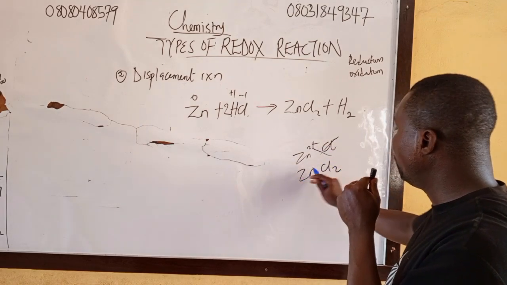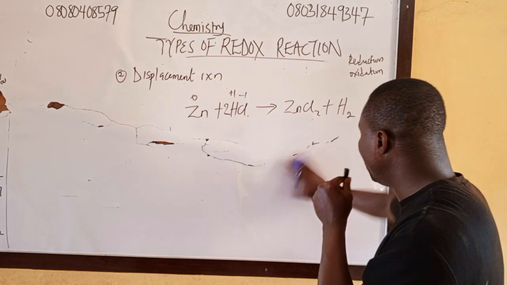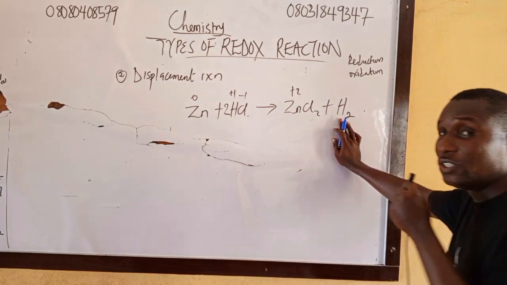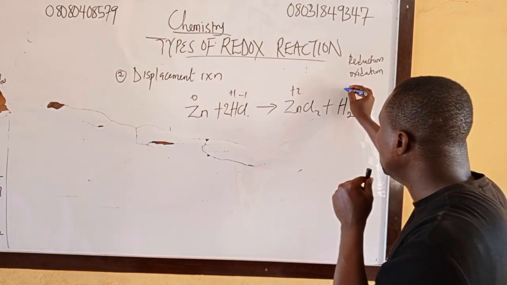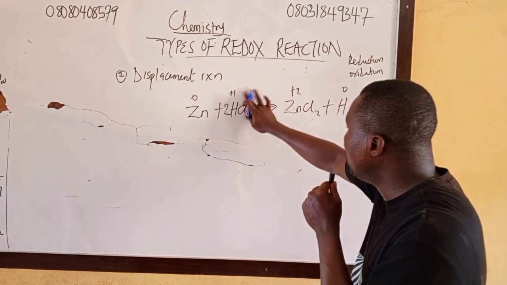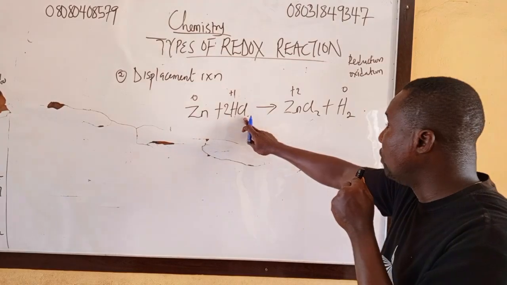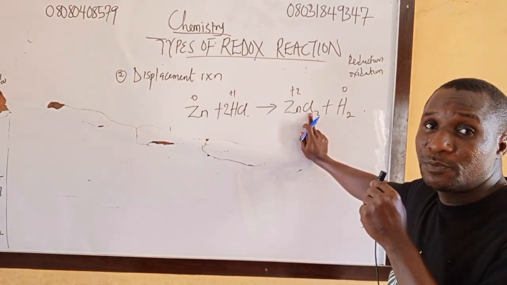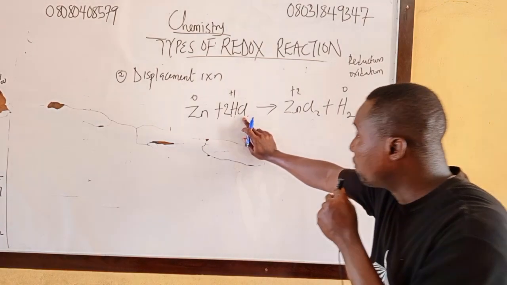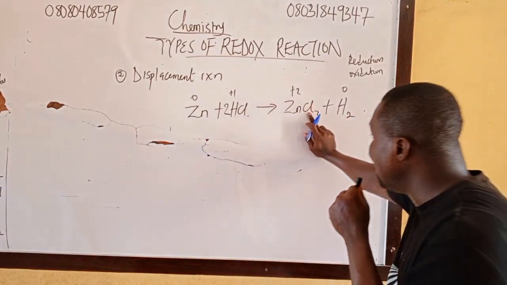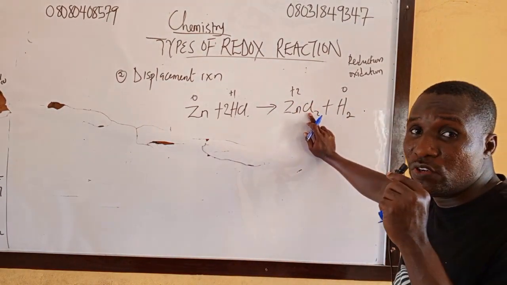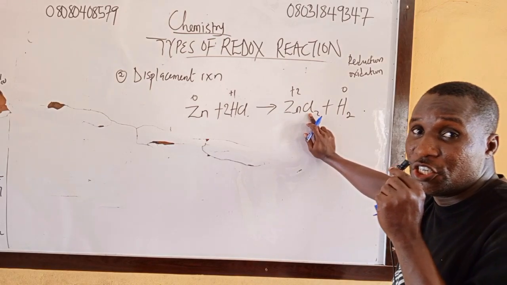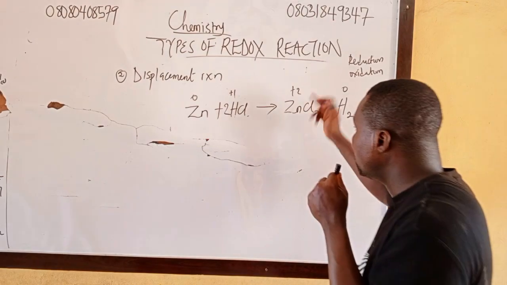That means these two belong to zinc. The oxidation number of zinc is +2, while the oxidation number of hydrogen is 0, standing alone. The oxidation number of chlorine still remains -1. That means chlorine is a spectator agent. The oxidation number of chlorine is -1 here and still -1 here. The oxidation number does not change. Spectator agent.